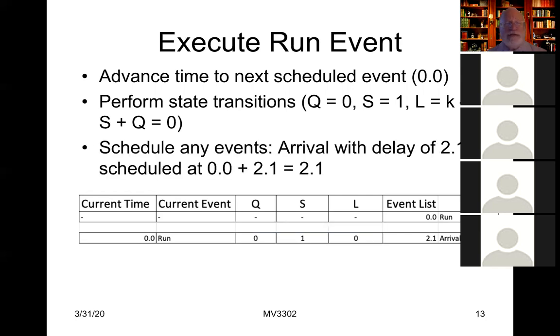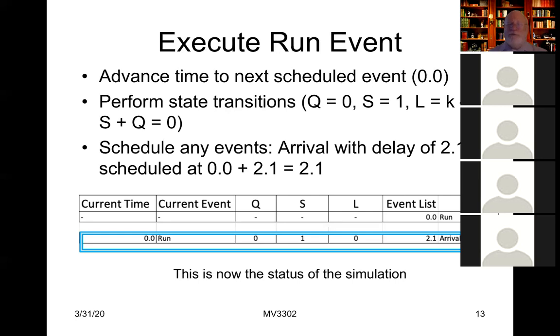And then the third thing is we schedule any possible events. So what was the rule for run? Run schedules the first arrival with the delay of the next T sub A value. Remember, the first T sub A value was 2.1. And so it schedules the arrival event and puts it on the event list at time now, which is time 0, plus that delay of 2.1. And so we schedule arrival at time 2.1.